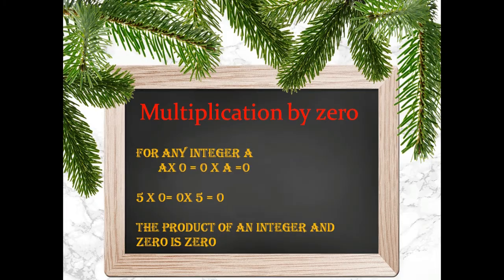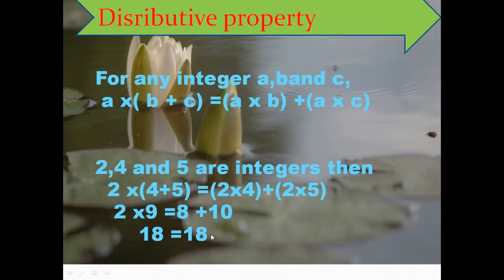And next, go for multiplication by 0. For any integer a, a into 0 is equal to 0 into a is equal to 0. 5 into 0 means any number multiplied by 0 is always 0 only. So the product of an integer and 0 is always 0.